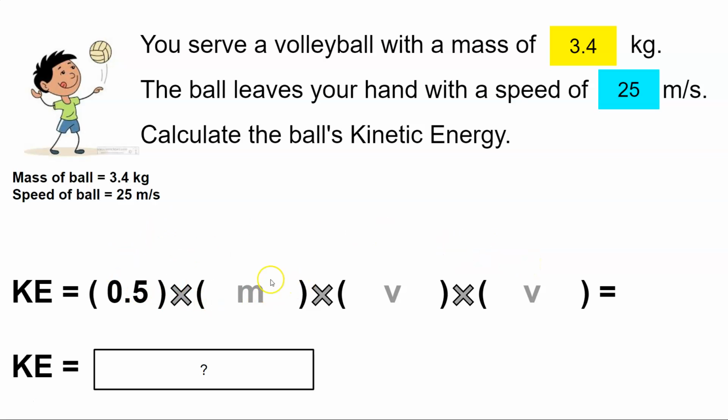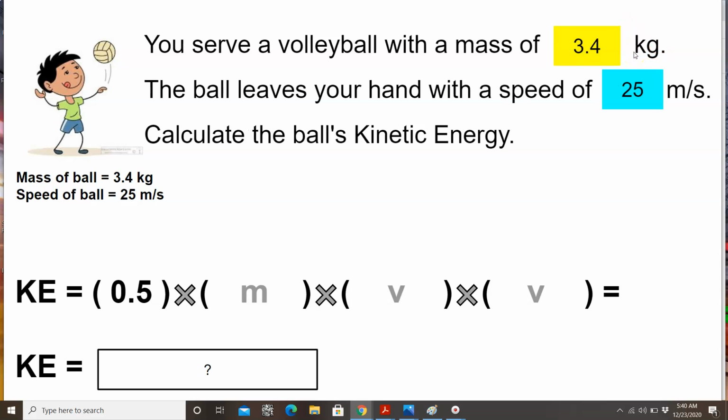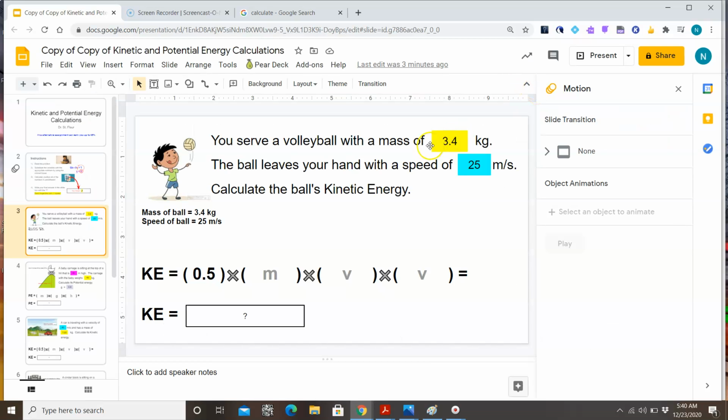So what we're going to do is into these parentheses, we're going to move the appropriate numbers. So we're going to substitute the m for mass with the appropriate number of mass. Now there are two numbers here, 3.4 and 25. Which of these numbers is our mass? The answer to that is the 3.4. I know that because it says mass of, and also the unit kg stands for kilograms, and kilograms is the unit of mass. So I'm going to take this box and move it for my mass.